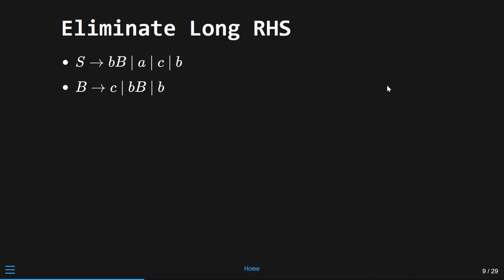Now we're going to do something called eliminate long right-hand side. And what is a long right-hand side? That's when there's too much stuff on the right-hand side of a rule. We have two non-compliant long right-hand sides because we have a little b, which is a terminal, before a big B, which is a variable.